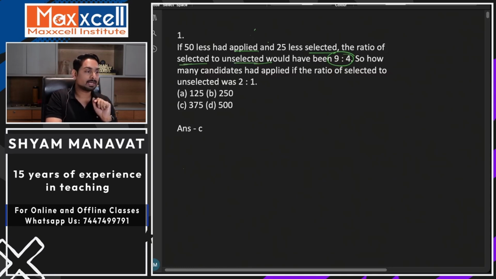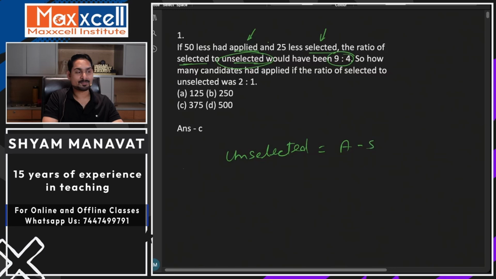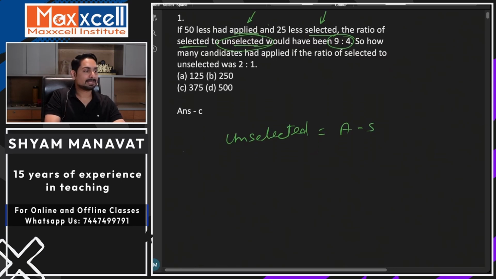And here you have some information of applied and selected. So how do you get this information of unselected? Obviously, think about it. There is no formula as such, but you think about it. Unselected should be the number of people applied minus the number of people selected. Do you agree?